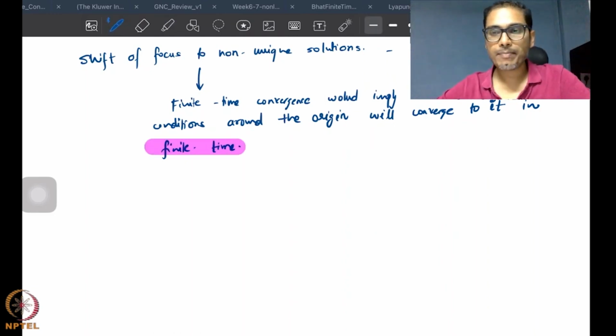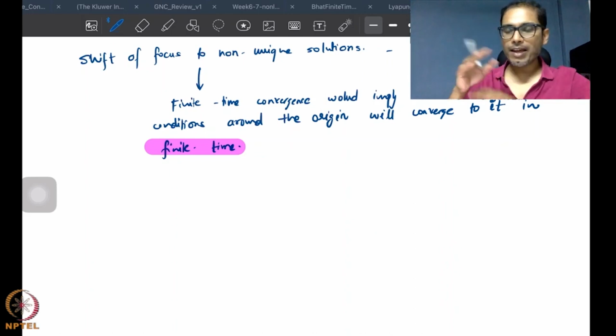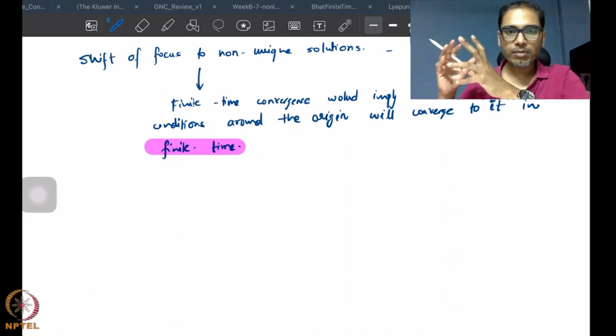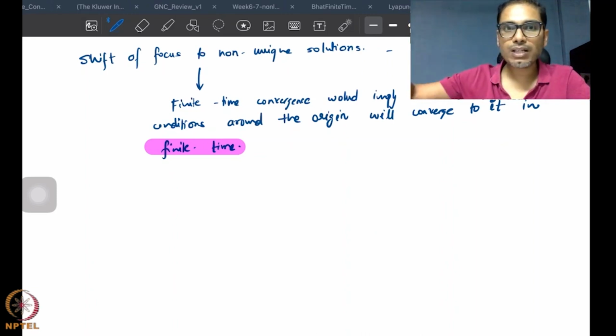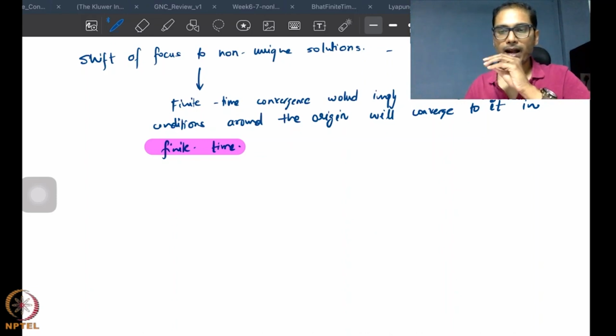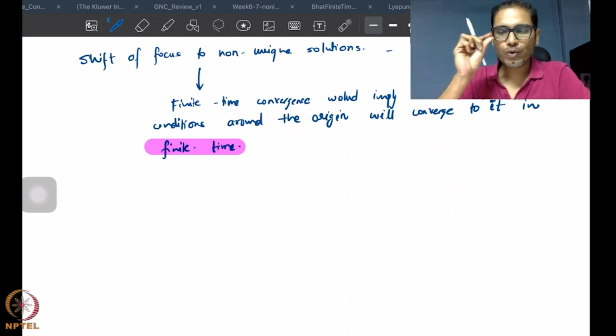Earlier, everything was happening in infinite time. You already understand that the real numbers do not contain infinity, but all the convergence was happening as t goes to infinity. So the convergence was actually such that until t goes to infinity, you are always very close to the origin, but not actually at the origin.